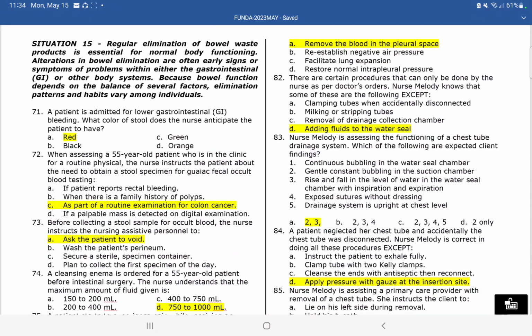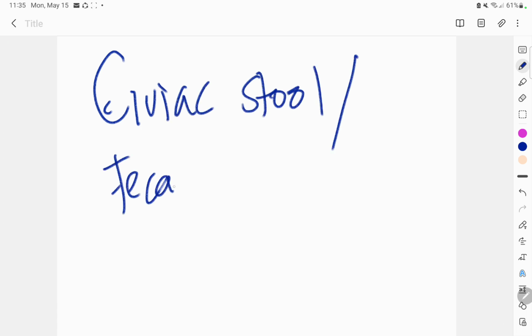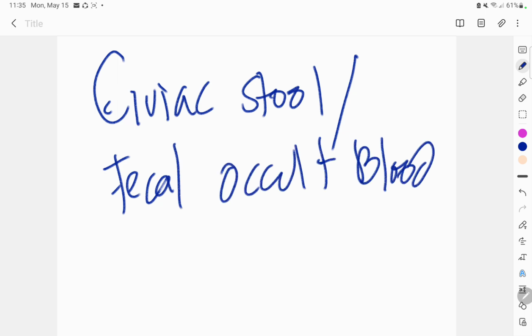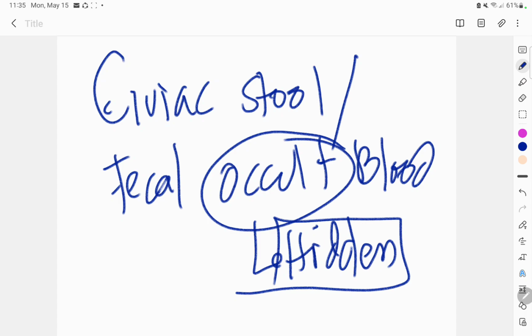Very good. When assessing a 55-year-old patient who is in the clinic for a routine physical, the nurse instructs the patient about the need to obtain a stool specimen. Guaiac stool exam is considered your fecal occult blood test. When you say occult, class, that means hidden. So it really needs to be brought to the laboratory to check if the patient has bleeding in the GI tract.